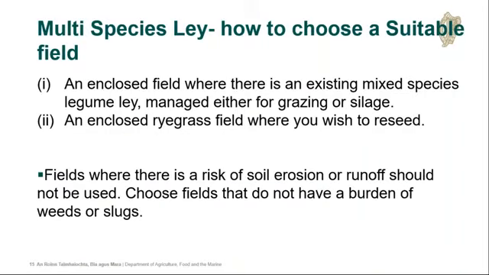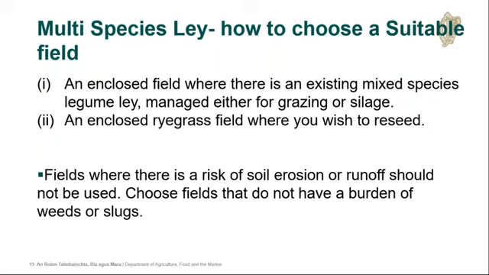So we're on to the second scorecard now, how to choose a suitable field for multi-species lay. As I said in the first slide, it's any field if you have an existing multi-species lay that's used either for grazing or silage, and the recommendations are that these fields last for 4 years, so I suppose if it's in there a couple of years, it will be suitable for scoring this year. Or it's any enclosed ryegrass field where you wish to reseed, and rather than reseeding with a ryegrass mix, we're asking for one of these mixes instead.